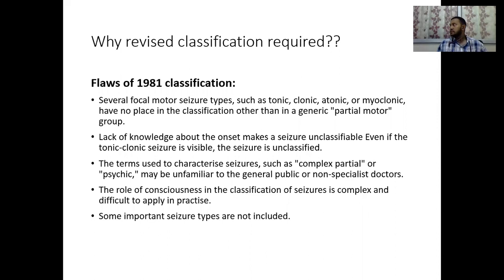Why was a revised classification required? Several focal motor seizure types, such as tonic, clonic, atonic, or myoclonic, have no place in the classification other than a generic partial motor group. Lack of knowledge about the onset makes a seizure unclassified. Even if the tonic-clonic seizure is visible, the seizure is unclassified.